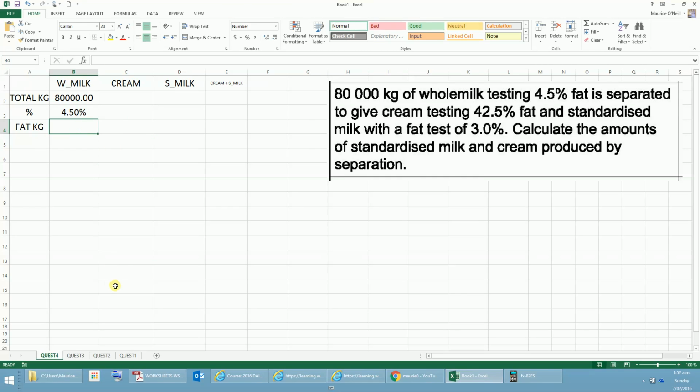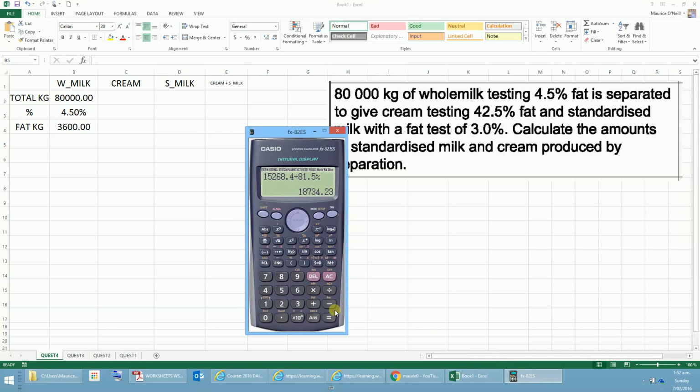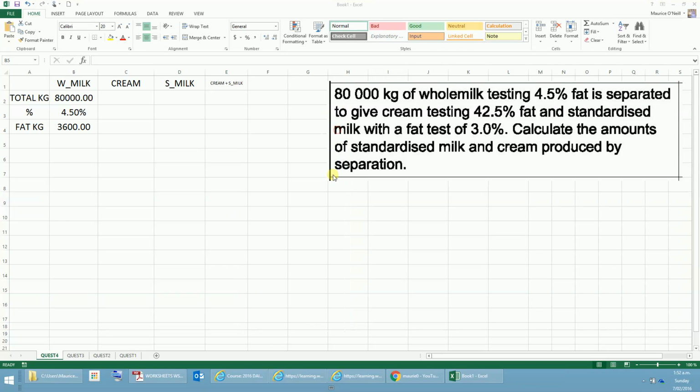First of all, we can work out the total fat, which is just the percentage of that times this here, which we can do on our little calculator pretty easily. 80,000 times 4.5, and I'm going to use shift percent equals 3,600. So we can do that all right.